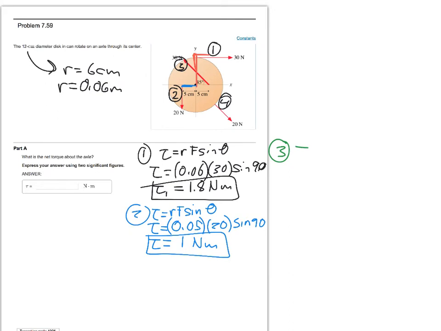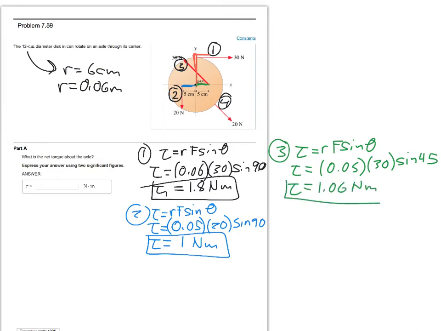Continuing on with torque 3 here, I'm once again going to do RF sine of theta. The torque from that one is going to be the radius, which is 0.05, the distance from the pivot to where that force acts, times the force, which is 30. And here I do actually have an angle. It's given as 45 degrees, that angle between the radial distance and the force. And so I end up getting a torque here of 1.06 Newton meters.